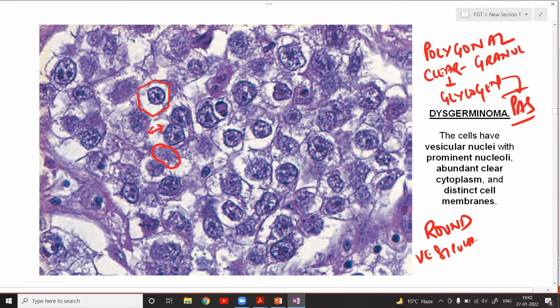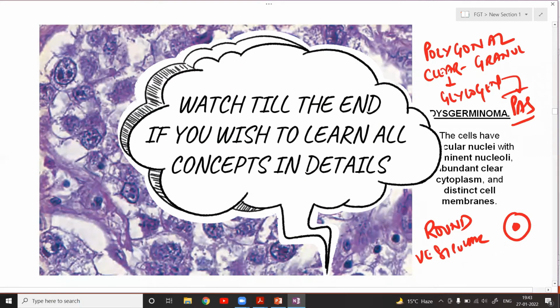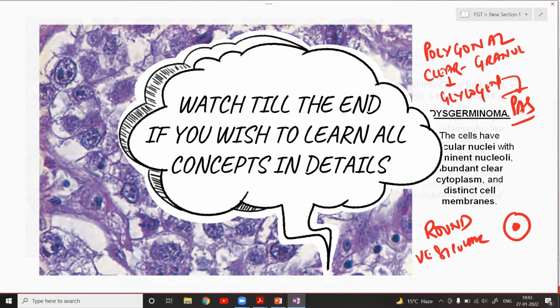What is the meaning of vesicular? That the nucleus contains a prominent nucleolus, as you can appreciate over here, and here and everywhere else. So this is how you start from the scanner view, and this is how you go to the high power, and then you appreciate all these different features.